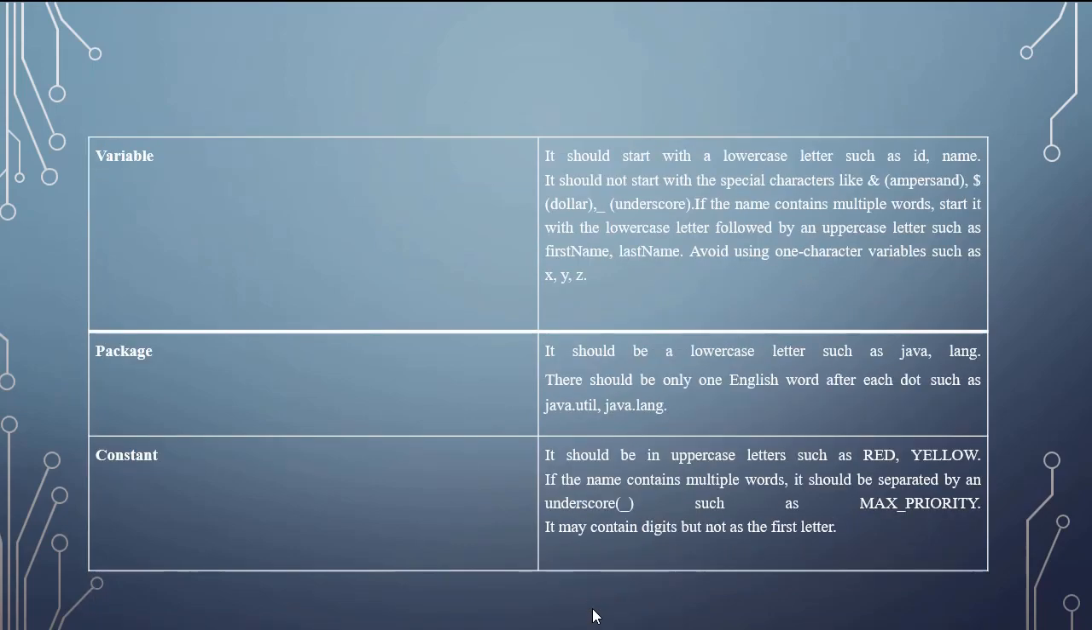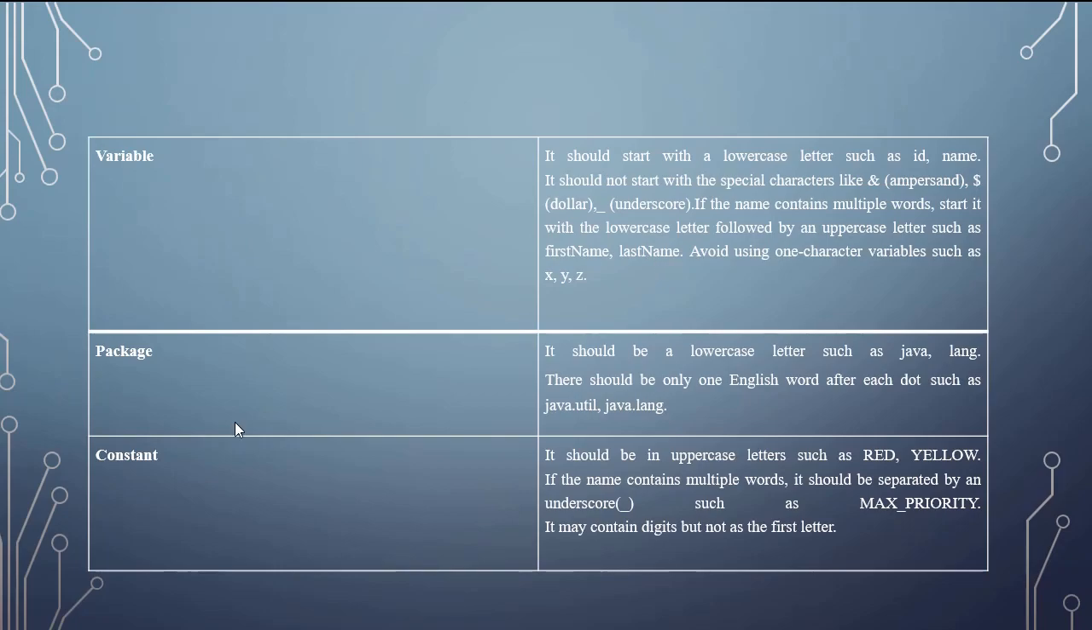The fourth one, the naming convention for variable. It should start with a lowercase letter like id, name. It should not start with special characters like the ampersand symbol, dollar symbol, underscore. If the name contains multiple words, start it with a lowercase letter followed by an uppercase letter, like firstName. Here f is the small letter, N is the capital letter. lastName. Here l is the small letter, N is the capital letter. Avoid using one-character variables like x, y, z.